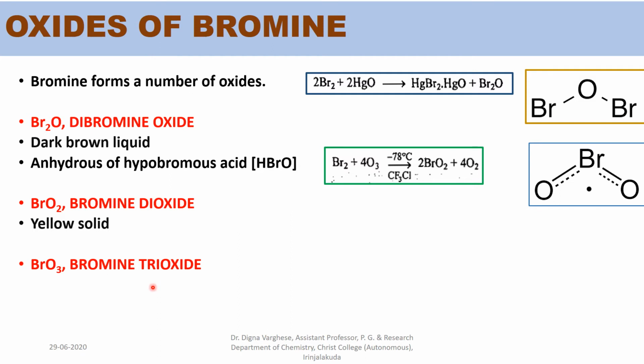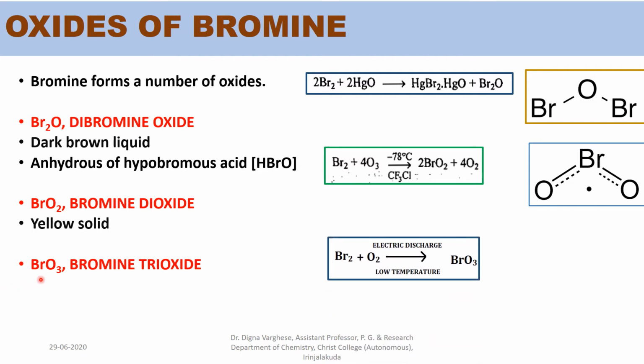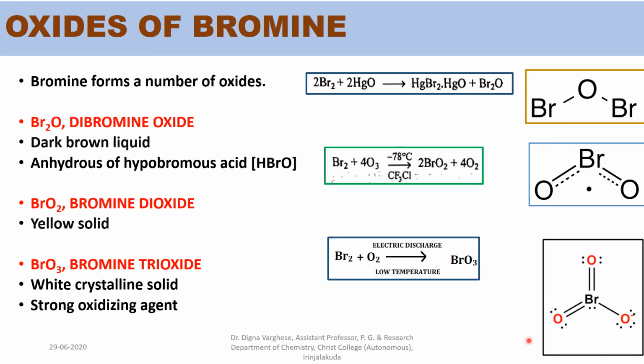Bromine trioxide, molecular formula is BrO3. It can be prepared by applying electric discharge on a mixture of bromine and oxygen at very low temperature, forming bromine trioxide. It is a white crystalline solid, and it acts as a strong oxidizing agent, and its structure is like this.